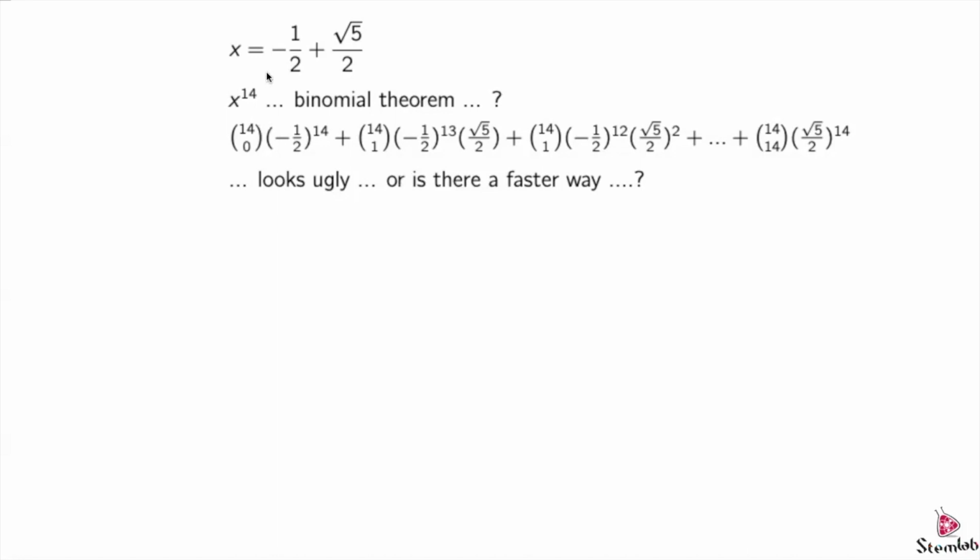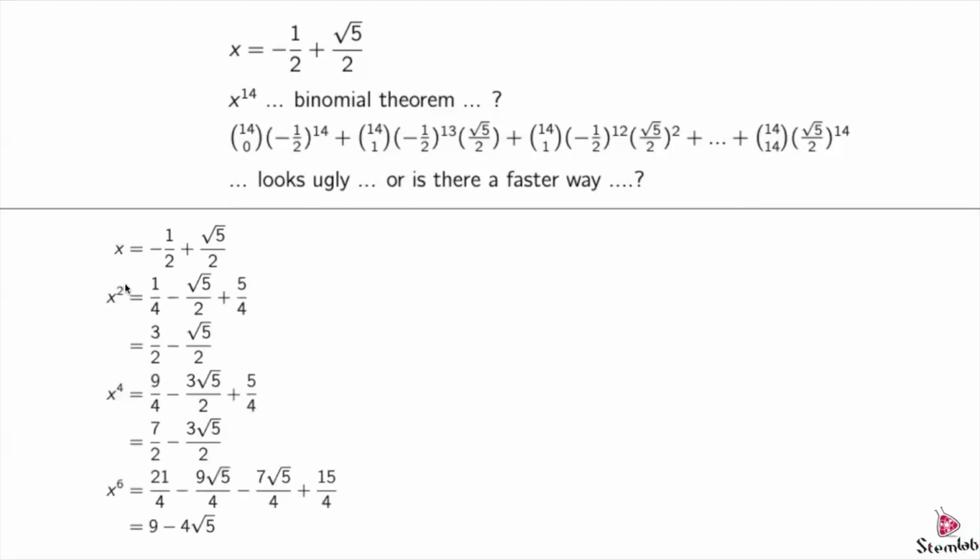So it turns out that this form of a binomial, if we just keep raising the power slowly, we can keep simplifying it to another binomial. So what do we mean by this? We first take x, we take the square of it, and we keep squaring until a certain point that we multiply different powers of x. So first, we take original x, square it. So that's just a square of binomial. So we have -1/4 minus root 5 over 2 plus 5/4. We simplify that into 3/2 minus root 5 over 2.